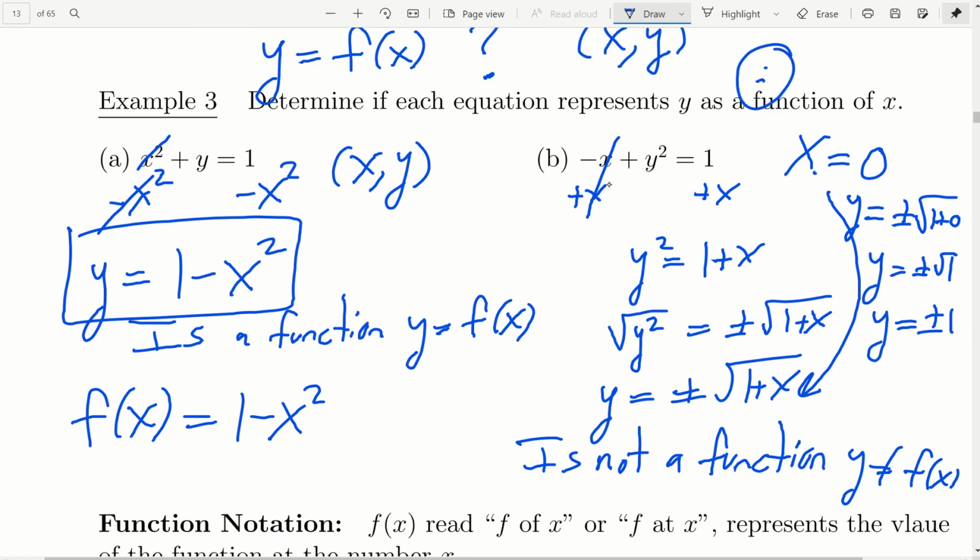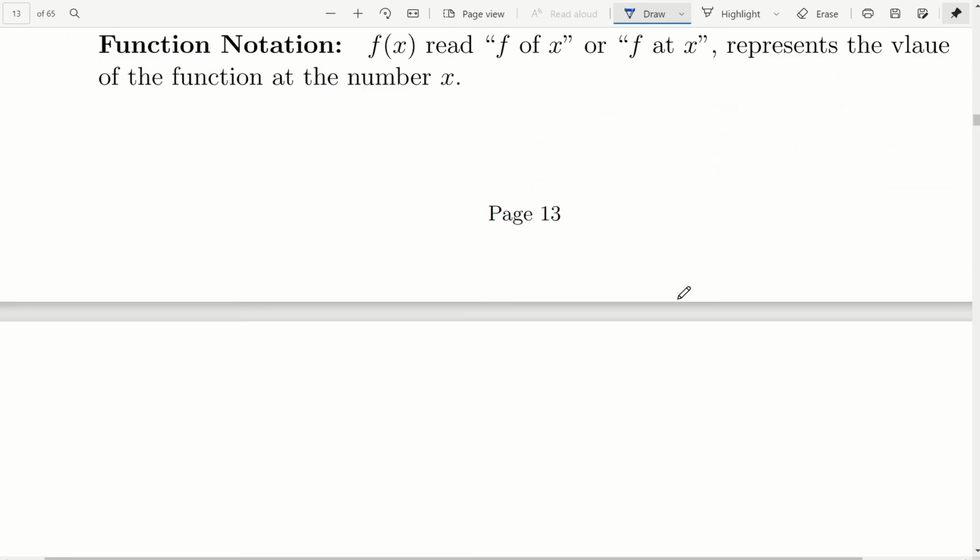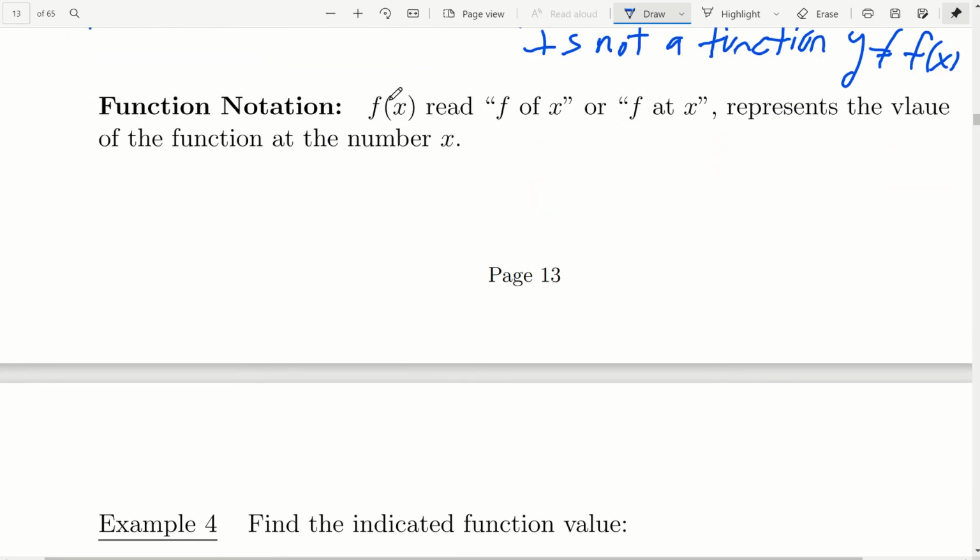So what's happening with this particular equation is we have one value of x in the domain, namely the value 0, which is getting associated to two numbers in the range. An x value of 0 corresponds to both y positive 1 and y negative 1. And so because of that, this is not a function of x. The notation that we use, be very careful, it does not mean multiplication, even though we use a parenthesis. This is read f of x, or some people will even say f at x.